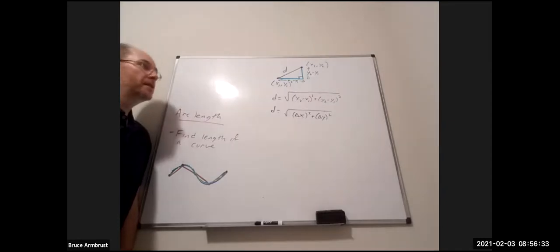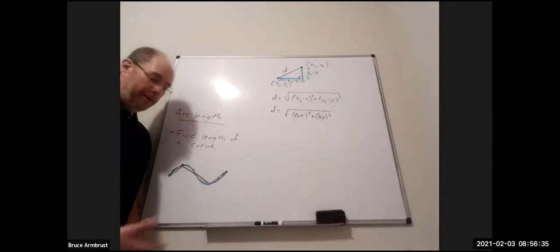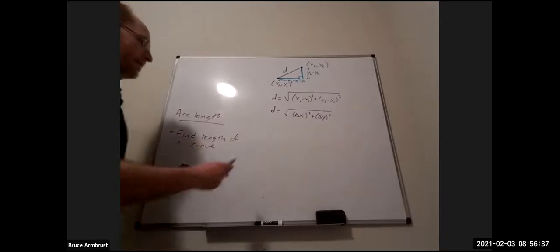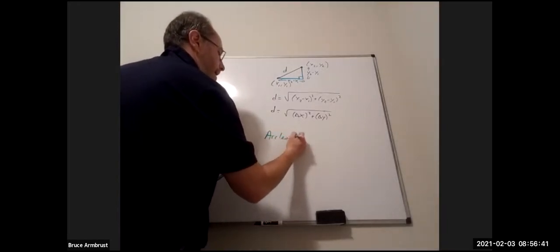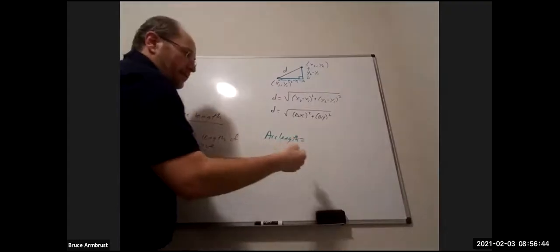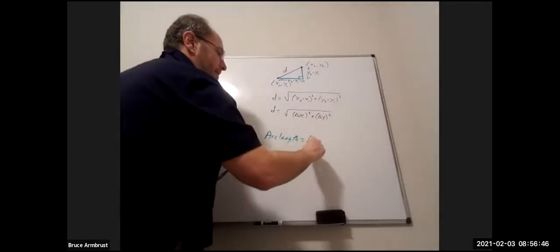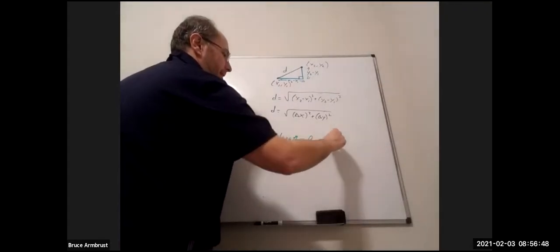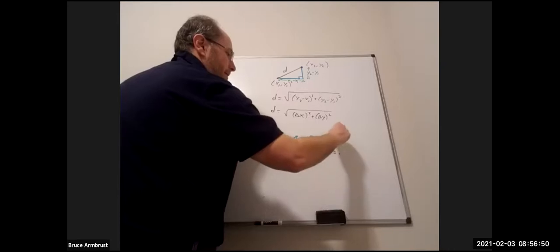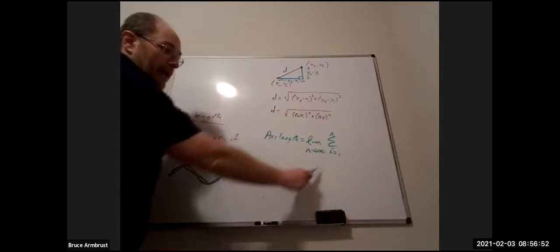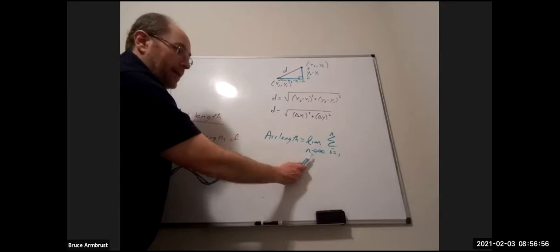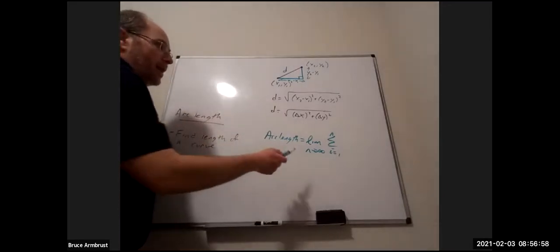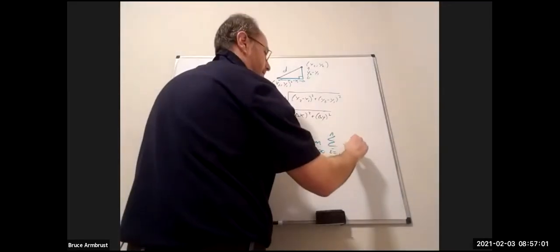All right. So here's how we're going to set this up. The arc length, in essence, what we're doing, we're going to take a limit as n goes to infinity of the sum from 1 to n. So we're adding up a bunch of things, or making the number of those things get really, really big. But what I want is the arc lengths.